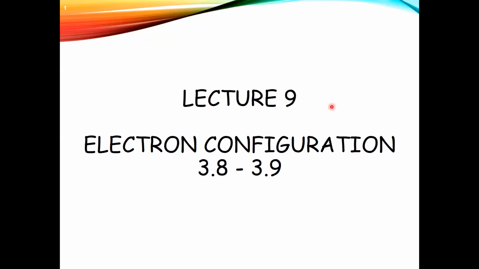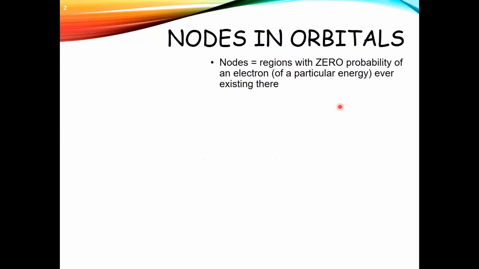This is lecture 9. This lecture will be talking about electron configuration and orbitals. And we're going to start with orbitals, and specifically we're going to be talking about the nodes in orbitals. And the nodes are what give orbitals their unique shapes. So a node is a region with zero probability of an electron ever existing.